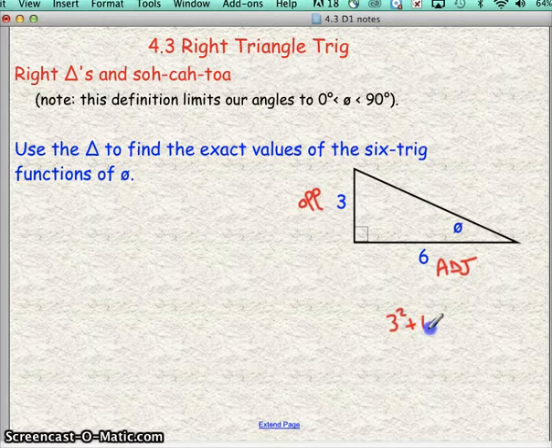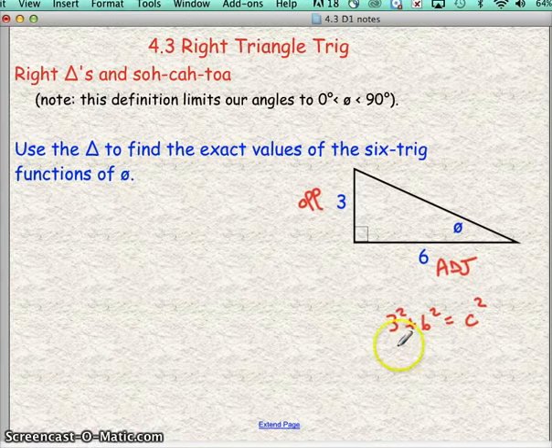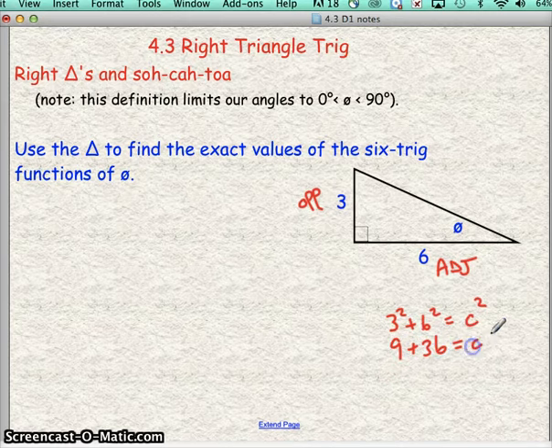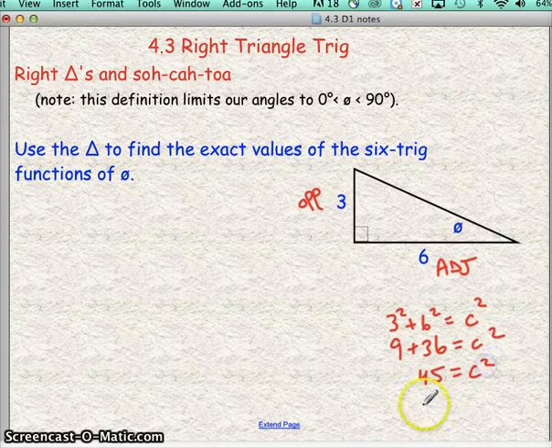So 3 squared plus 6 squared would equal our hypotenuse, so it's c squared. So 9 plus 36 equals c squared. We would get 45 equals c squared. So the square root of 45 would equal c.